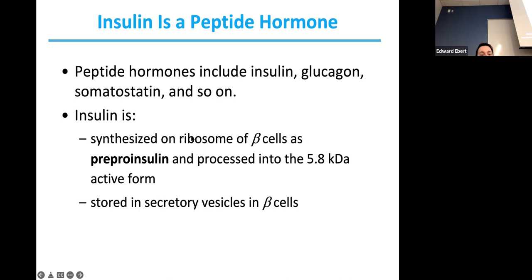So insulin is synthesized in the pancreatic beta cells as preproinsulin. It's got an inactive form, so two things need to happen, but it gets processed into this very small active form and then stored in secretory vesicles in our pancreatic beta cells.